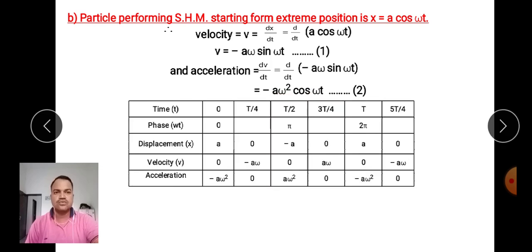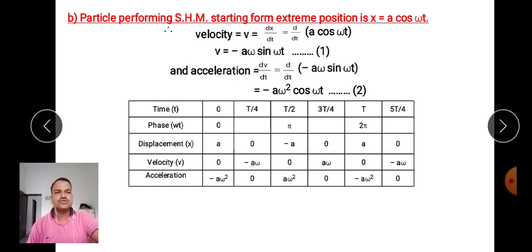So therefore, by using the values of omega t equal to 0, pi by 2, pi, 3 pi by 2, and 2 pi, and by putting the values of the corresponding angles of sine and cosine, we get the different values of displacement, velocity and acceleration in the given table below. Similarly, first we see the displacement.